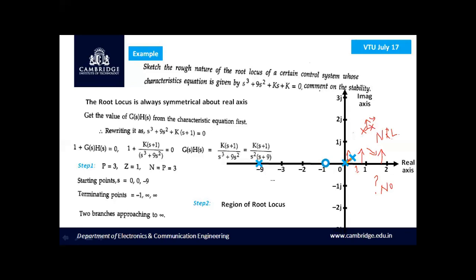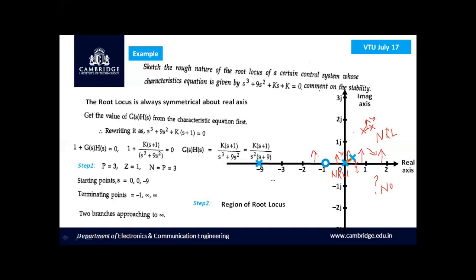So it has been marked in yellow color. And now if I take a test point here in this region and if you look towards the right side, the sum of the poles and zeros towards the right side is 2. 1, 2. Therefore, root locus does not exist in this region. I can make it as NRL.